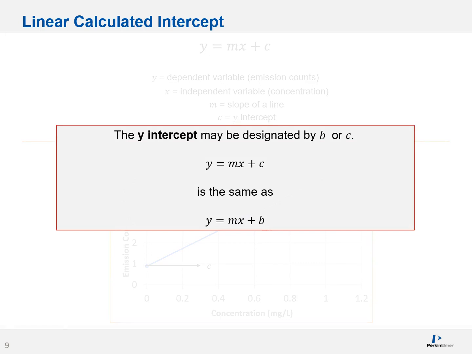I wanted to mention a quick note. Please keep in mind that depending upon a geographic location, the y-intercept may be designated as B or as C. It really depends upon which part of the world you're in. That is to say, if you see an equation such as y equals mx plus c, that is exactly the same as writing it as y equals mx plus b. It again is simply a function of which part of the world you're in.